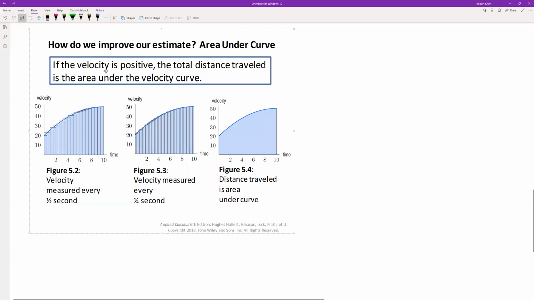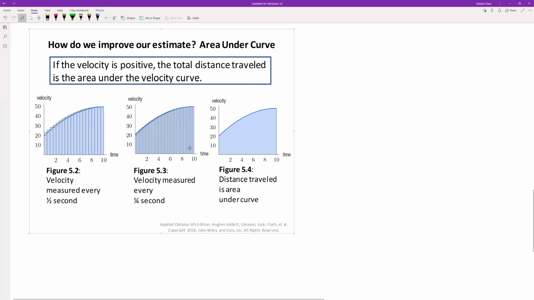All right, so if the velocity is positive, the total distance traveled is the area under the velocity curve. Let's try to understand this statement up here. If we make the time span very small, in the first one, 5.2, velocity is measured every half second. You can see that we have thinner and thinner rectangles, and the area for underestimate and overestimate becomes more accurate. It fits a little better to the curve. Now, 5.3, if we measure using 1/4 of a second, then we get an even better approximation of the line.